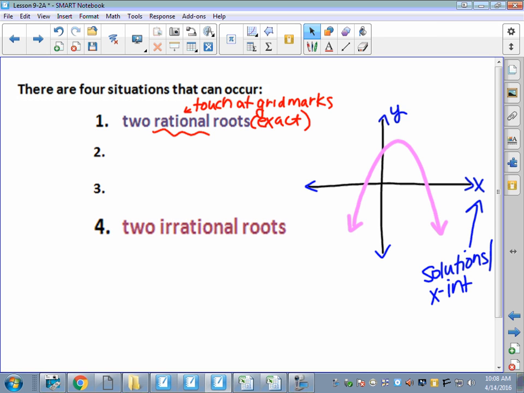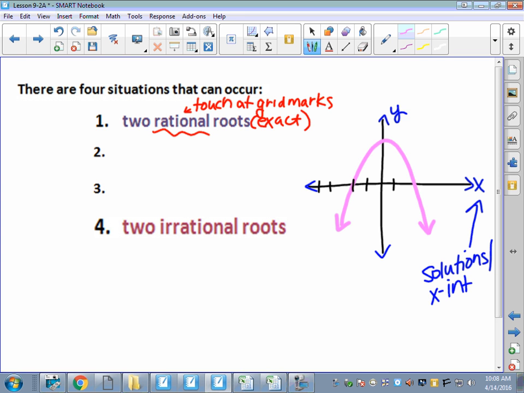I'm going to skip down here to number 4, because another situation that can occur is two irrational roots. Notice my parabola is still touching. I could even put grid marks on here. So if I do this, my parabola is touching exactly at -2 and +3. Two rational or exact roots.